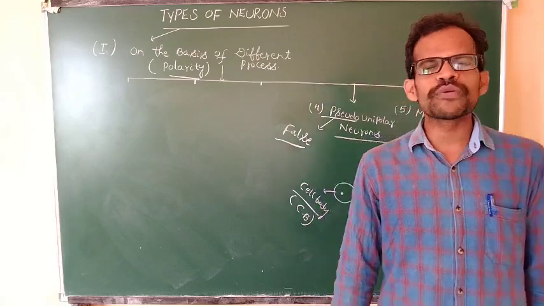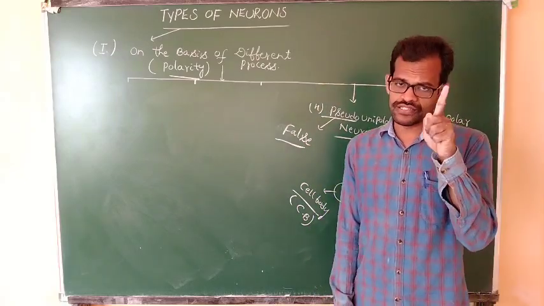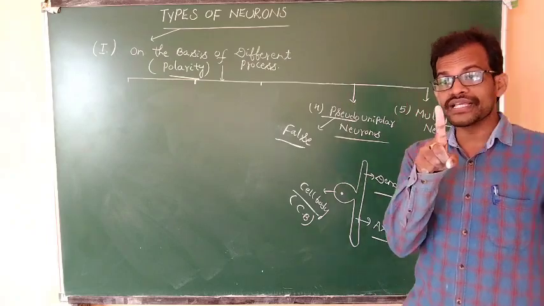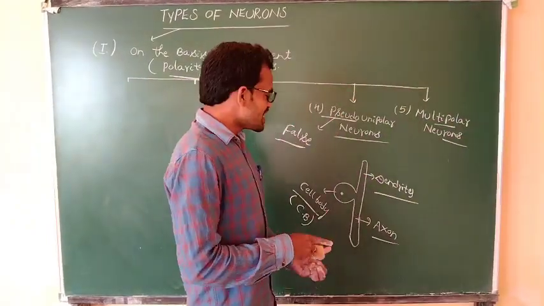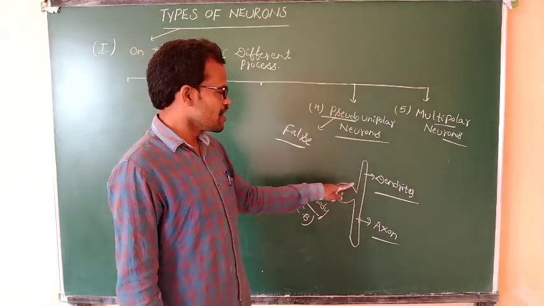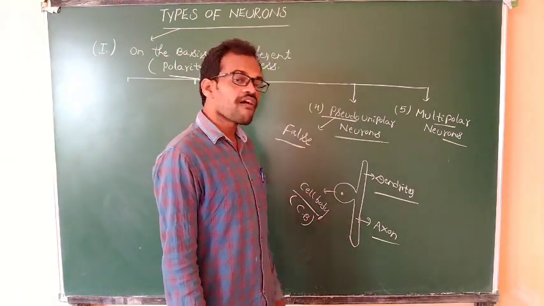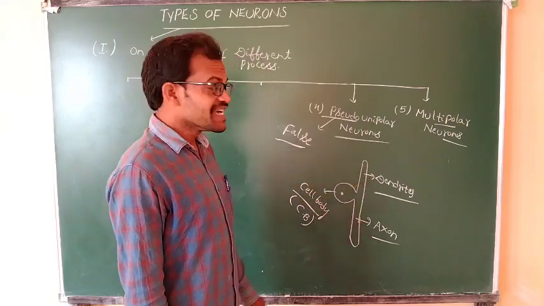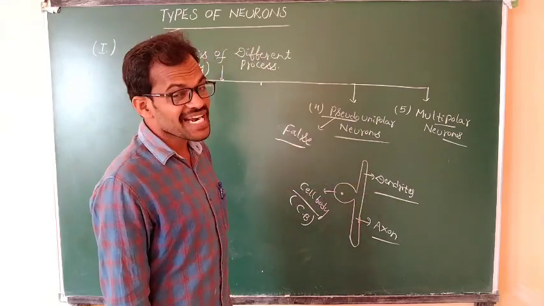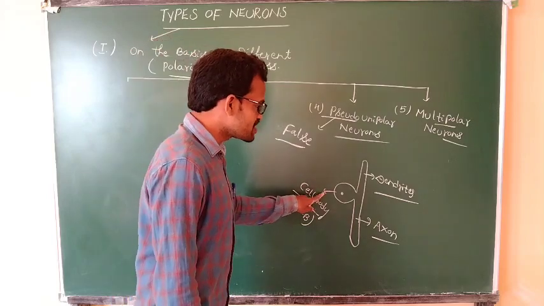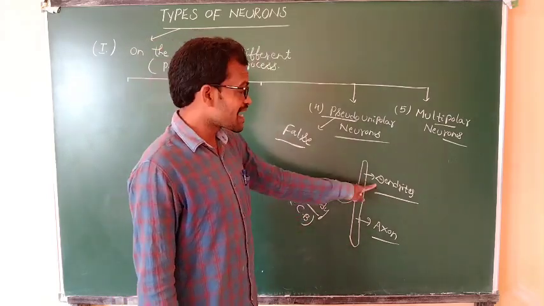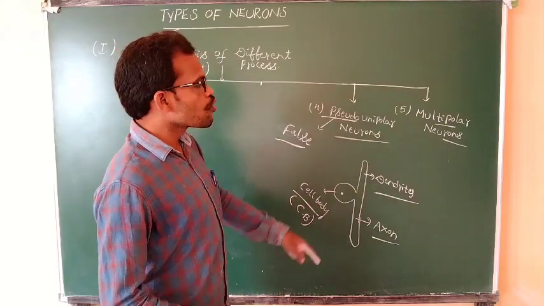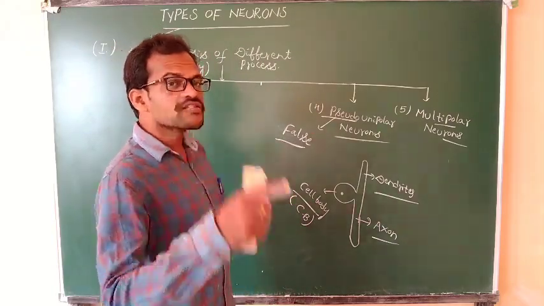What is the meaning of pseudo-unipolarity? Pseudo means false. Uni means single. How many polarities? Only one polarity. But they will exhibit two. But it is not a completely formed polarity. Here part dendrites, here part axon. It is not a complete polarity. The cell body is present, dendrites present, axon present, but the dendrite is half and the axon is half. They are not completely formed. Pseudo means false polarity.